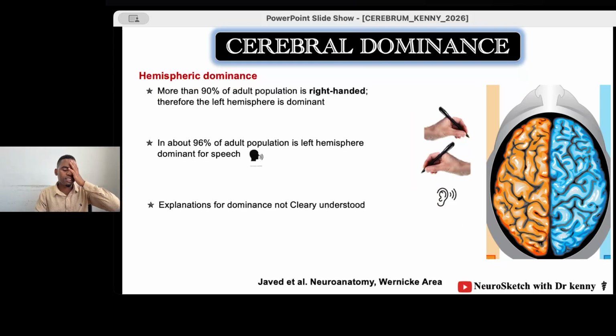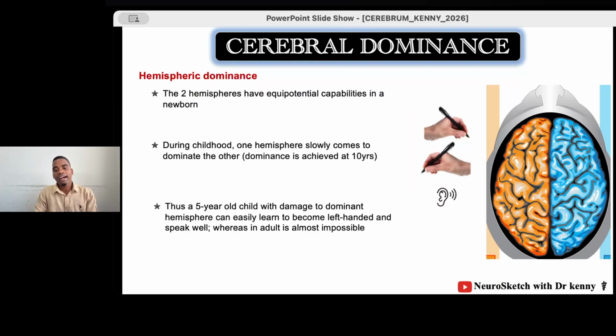It's also very important to note that the two cerebral hemispheres usually have equal potential capabilities in a newborn, and cerebral dominance is achieved at about the age of 10. That means if you have a 5-year-old child with damage to the dominant hemisphere, he or she can learn to become left-handed and can speak very well. But this is almost impossible in adults, because cerebral dominance is already achieved.